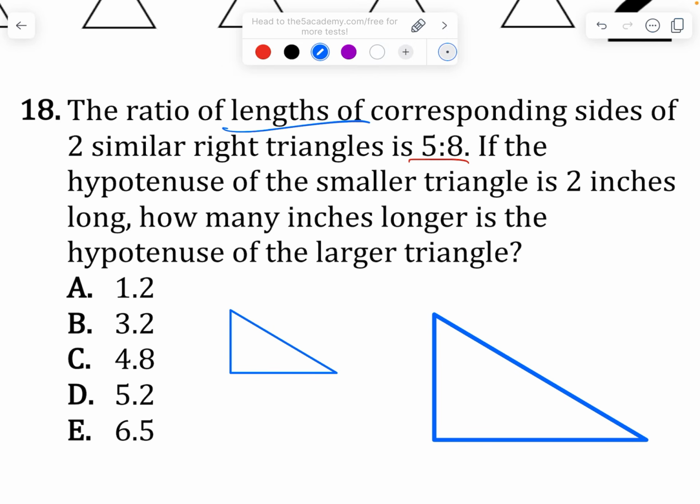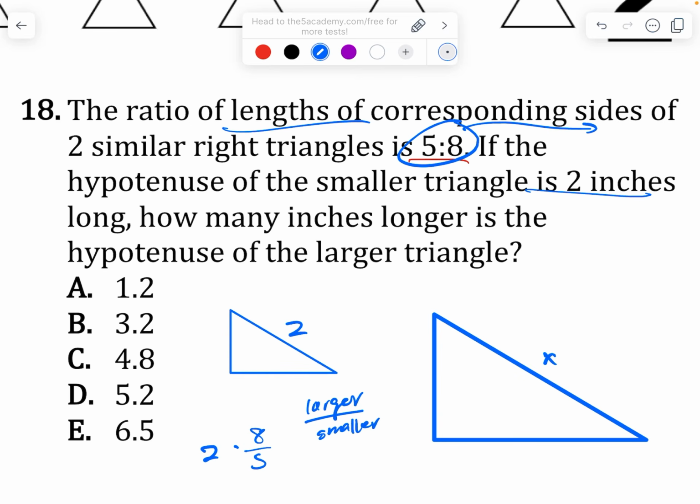So it says the hypotenuse on the smaller one is 2 inches long. Okay. And it was easier when I knew that it was 5. I mean, this is going to be 8, but how do I use this ratio of 5 to 8 to actually get my hypotenuse on the larger triangle? What you do is you multiply 2 times 8 over 5, because if you're going from smaller to larger triangle, you're going to multiply by larger number divided by smaller number.